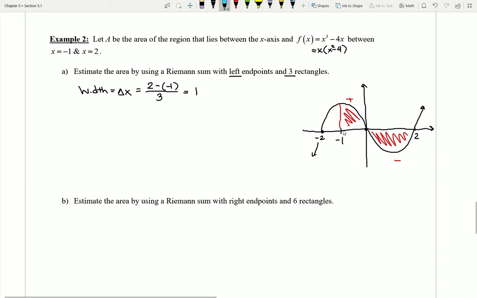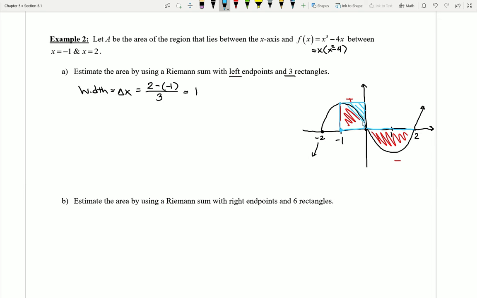Let's try to draw them out. I'm going to have a rectangle that goes here from -1 to 0. And then I'm going to have a rectangle that goes from 0 to 1, and then from 1 to 2. Okay, so these are the bases of each one of my rectangles. Now, let's figure out the heights if we're going to be using a left endpoint. So notice here, if I'm using a left endpoint, I have to go all the way up till I hit the function, and then come all the way across.